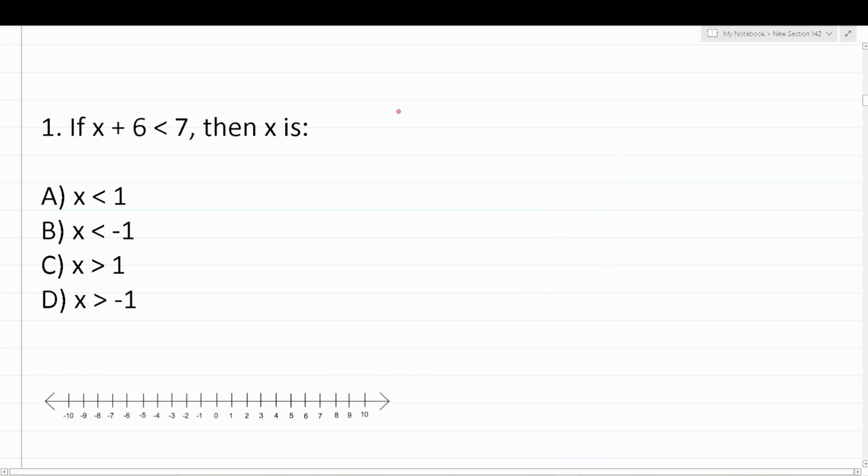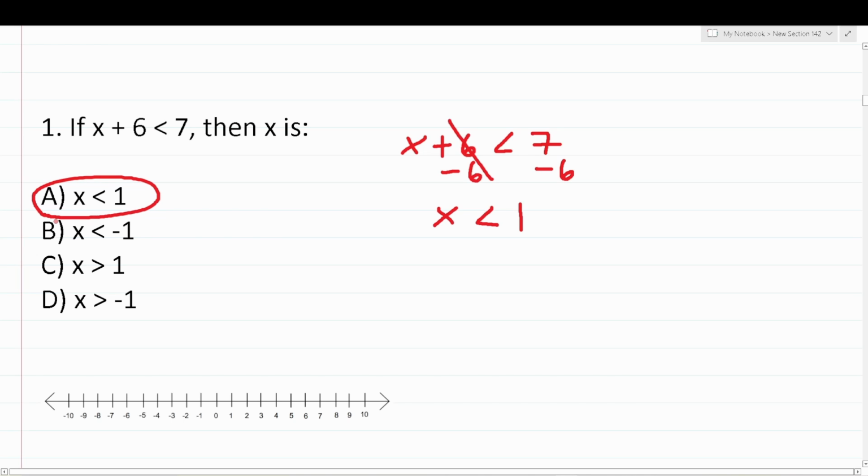All right, so this first question says if x plus 6 is less than 7, then x is. All right, so we have this inequality x plus 6 is less than 7. Again, the key to solving an inequality is to get the letter variable by itself. In this case, it takes one step to do that. Notably, we just have to subtract 6 from both sides of the inequality. This crosses out, leaving you with x on this side. X is less than 7 minus 6 is 1. Again, since I subtracted across the inequality sign, I did not have to change its direction. So the correct answer to this one is A, x is less than 1.